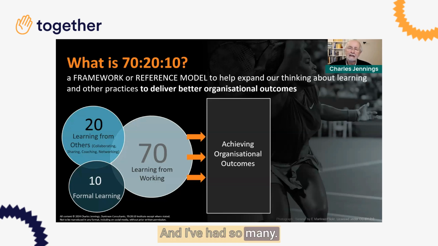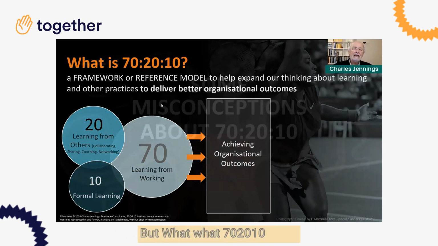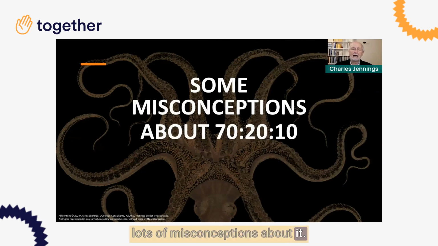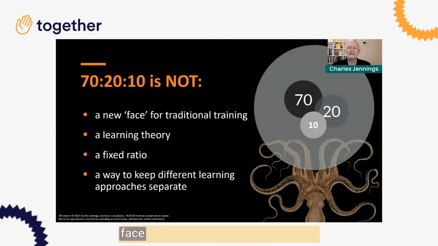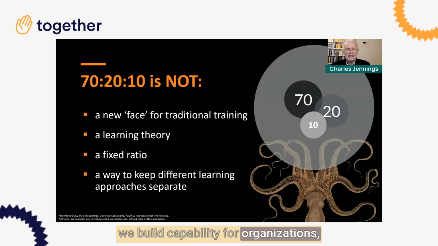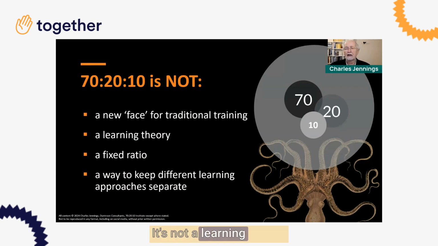I've had so many discussions over the years, and I can point people to a discussion that Bob Eichinger and another chap and I had about 10 years ago, talking about all the research behind this. That'll help you get over the numbers if you're stuck on them. But there are lots of misconceptions about 70-20-10. First of all, it's not some sort of face that you put on formal training. It's a different way to look at how we build capability for organizations, for teams, and for individuals. It's not a learning theory, it's a framework. We've built a methodology on it.